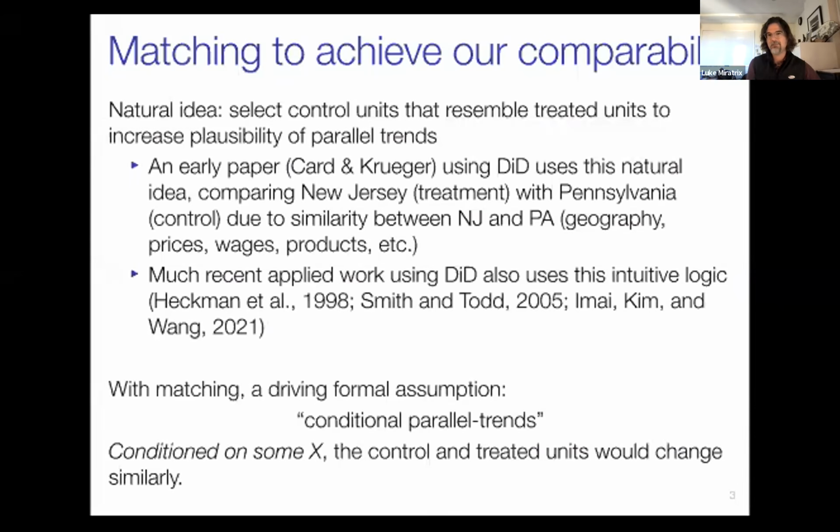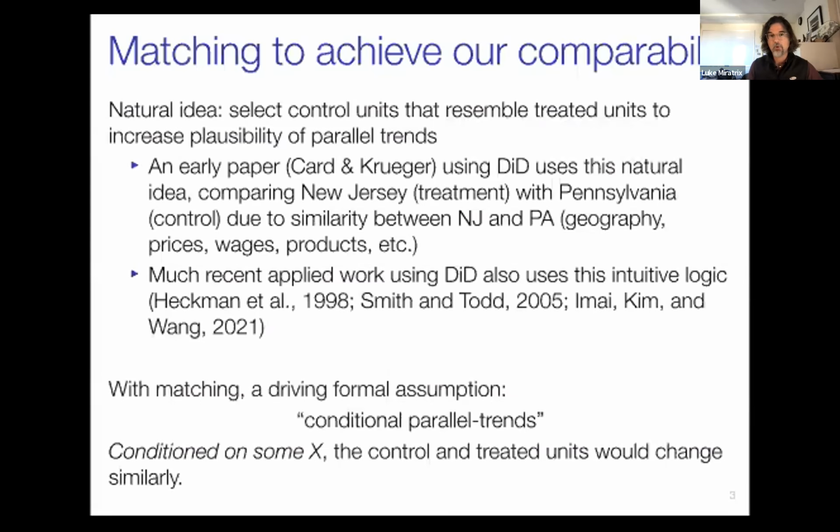So this is a fairly prevalent idea of trying to carve out, from some large sea of potential control units, a subset of control units that we believe are comparable. One way to do this is to explicitly match, to say, okay, here are some measured covariates of my treated units. We're going to find control units with measured covariates such that we can say that they look the same, at least with respect to those covariates.